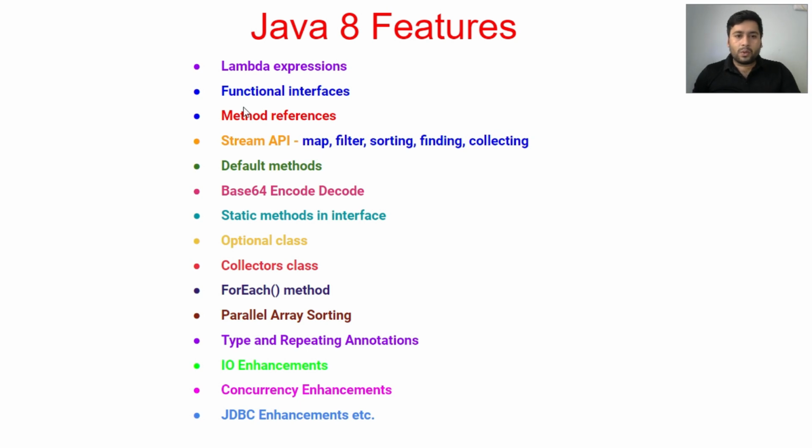What is the functional interface? This also comes into the Java 8 features. Method reference, Stream API, where we can do work with map, filter, sorting, finding, collecting, and much more. Apart from this I will also discuss default methods, Base64 encode and decode, static methods in interfaces, Optional classes, collections, utility classes, forEach method, parallel array sorting, type and repeating annotations, IO enhancements, concurrency enhancements, and JDBC enhancements.